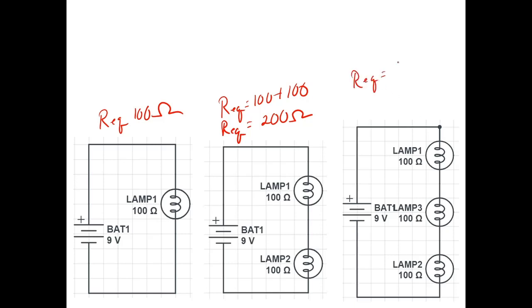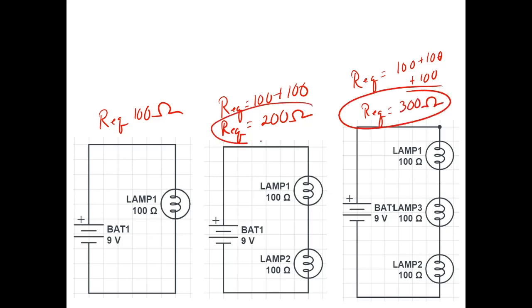Then here, same deal, you just add them, but we put another bulb in the process. So that would be the same as if we had a 300 ohm light bulb.